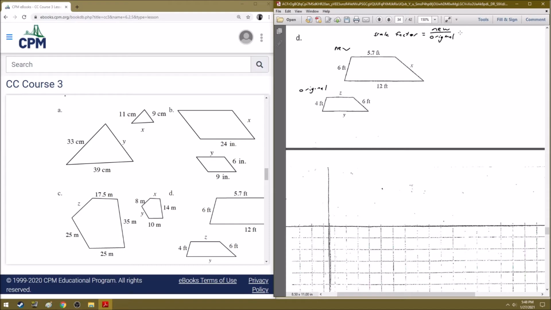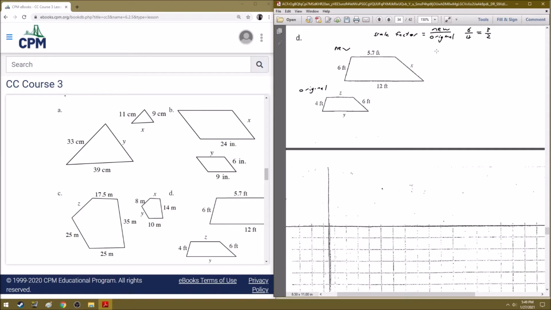Alright, so the side length that we know on both of them is going to be this one on the left. On the original it's 4 feet, and on the new shape it's 6 feet. Everything else we only know the side length on one of them. So we want to use this one here. So the new is going to be 6, and on the original it is going to be 4. So we can simplify that fraction and get 3/2 as our scale factor.